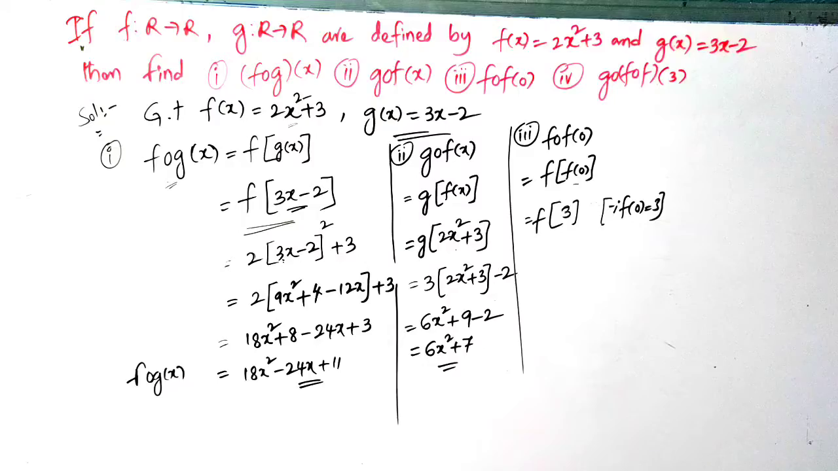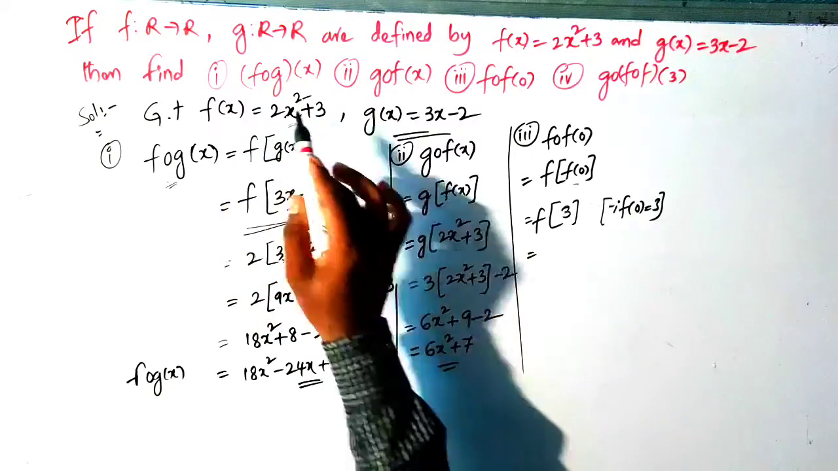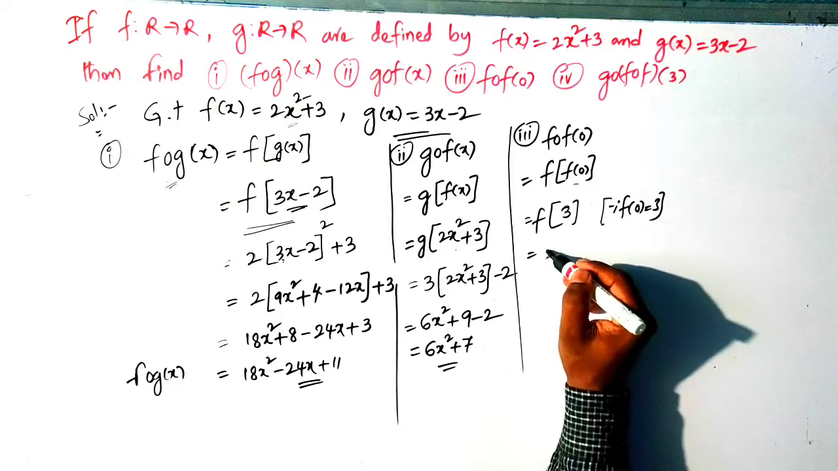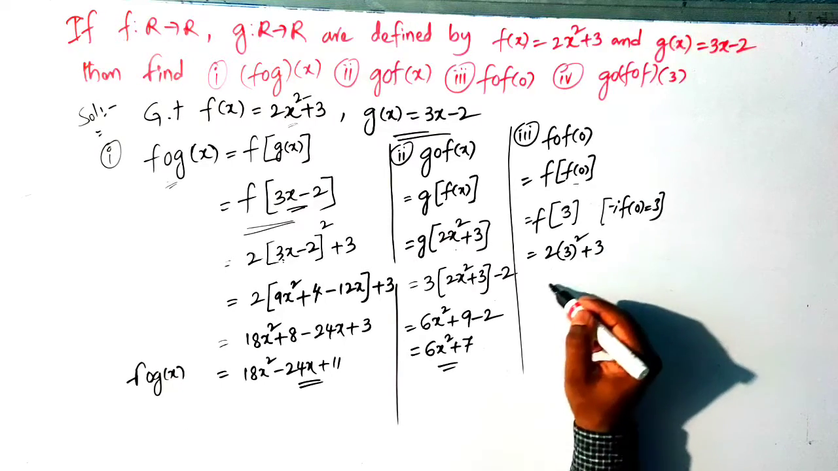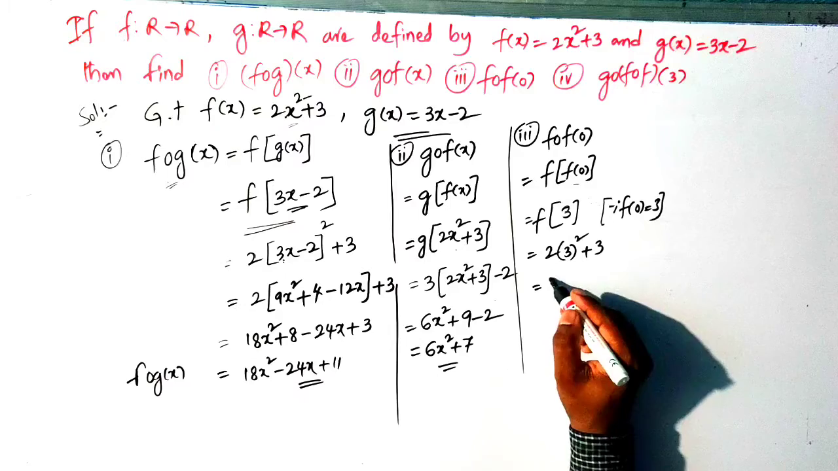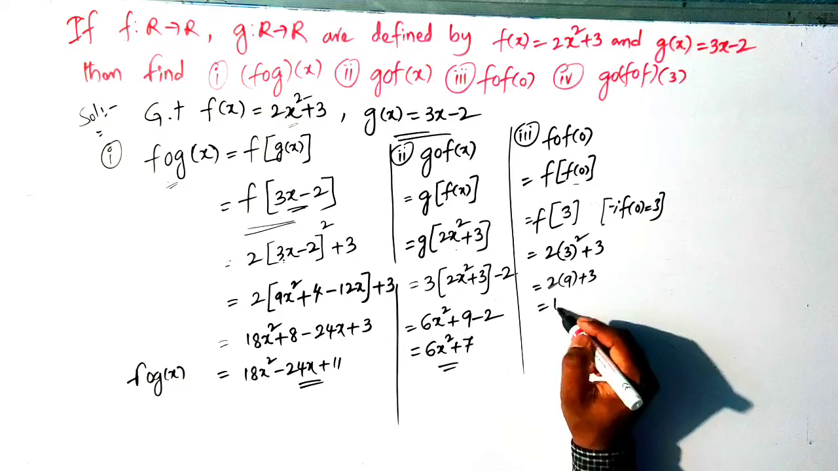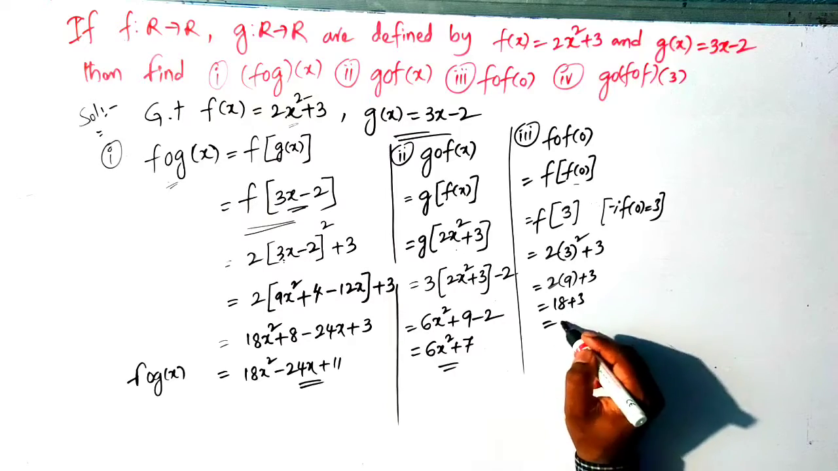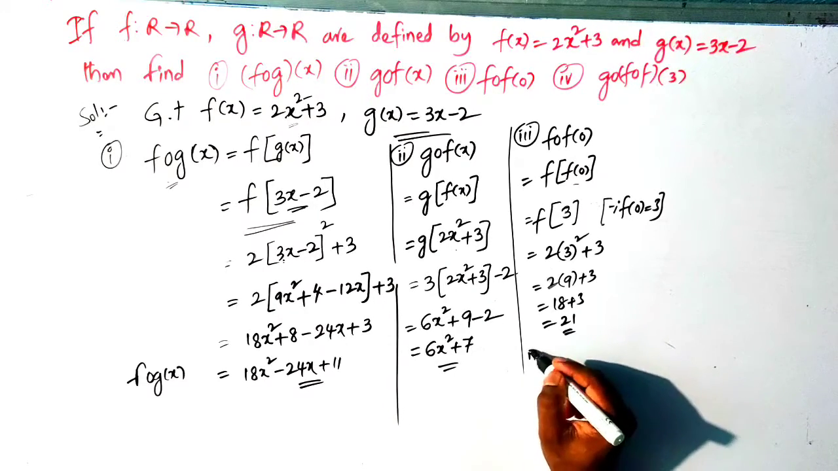Clear? Then after that we got f of 3, but here in place of x what we substitute? 3. So 2 into 3 whole square plus 3 we get here. In place of x we substitute 3. So what we get here? 2 into 3 square plus 3. So 2 into 3 square, 9, plus 3. So 18 plus 3, that is 21. We get this. Now the fourth one we write here.